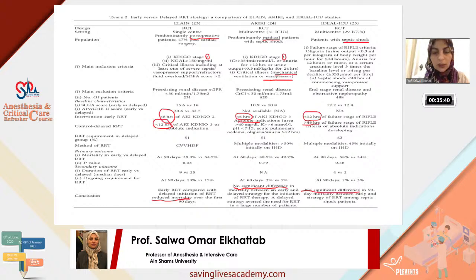Mortality was measured as 90-day mortality or 60-day mortality. The AKIKI study, the French one, found no significant difference between early and delayed starting of RRT in acute kidney injury; the outcome as regards mortality was not different. The IDEAL-ICU study also showed no significant difference in 90-day mortality between early and delayed strategies of renal replacement therapy, while the ELAIN study showed that early compared to delayed initiation of RRT was associated with less mortality.